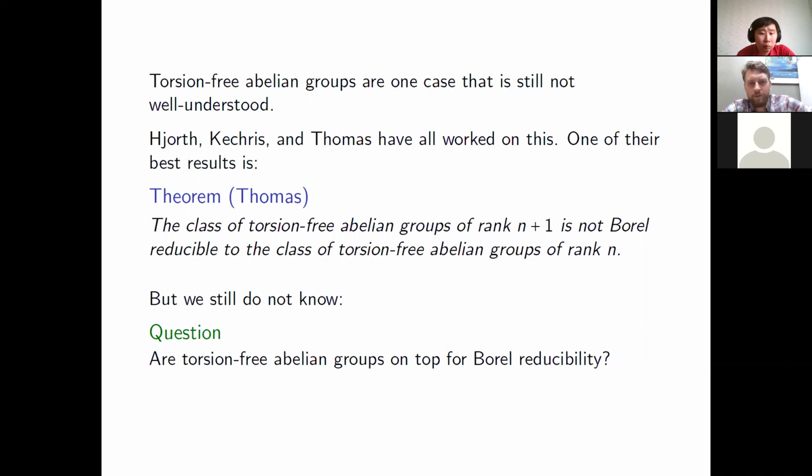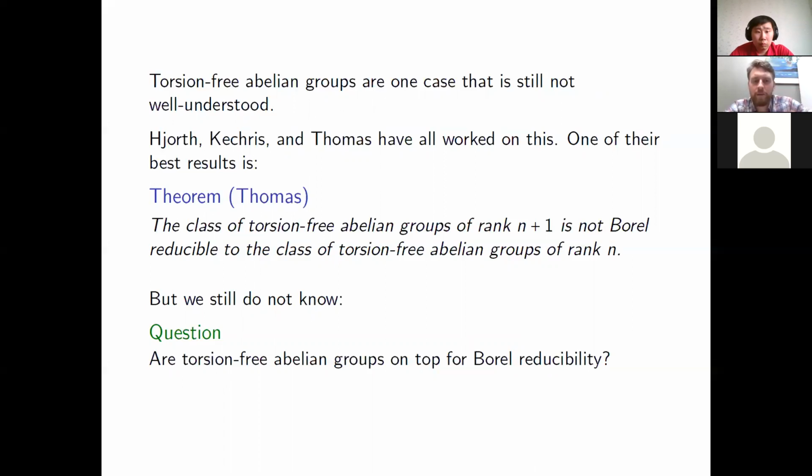Hjorth, Kechris, and Thomas have done a lot of work on this. One of the best results is looking at them rank by rank. The torsion-free abelian groups of rank n+1 are not reducible to the class of torsion-free abelian groups of rank n, which is one less. So what this means is that as the rank increases, it gets harder and harder to classify torsion-free abelian groups. It gets strictly harder and harder as the rank goes up.